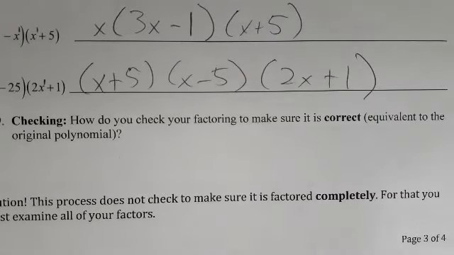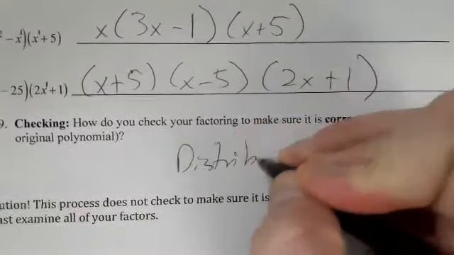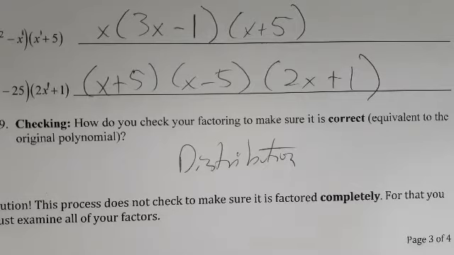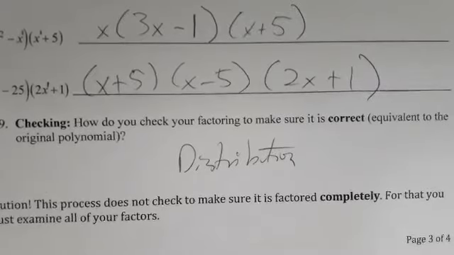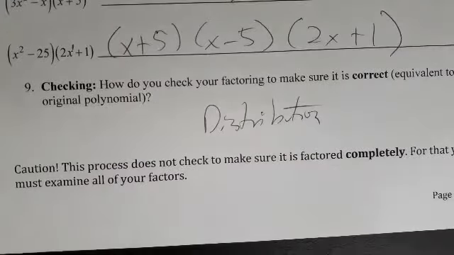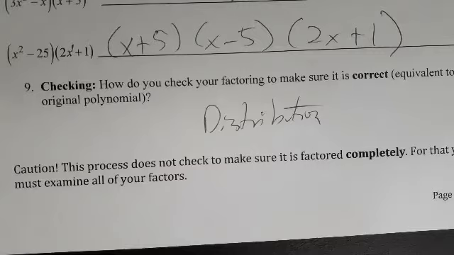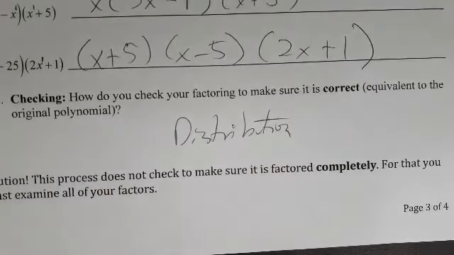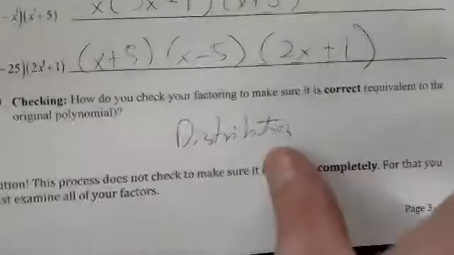So how do you check to make sure your factoring is correct? You do distribution. And that's true whether we have a difference of squares, whether we have a trinomial that we started with, whether we have a 4-term polynomial. If you want to check your factoring, you can do distribution. And it says caution: the process doesn't check to make sure it is fully factored. So this only makes sure you factored it correctly. It doesn't make sure you factored it all the way. That's what they're saying. Okay.